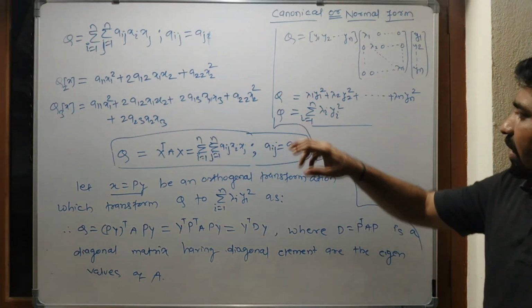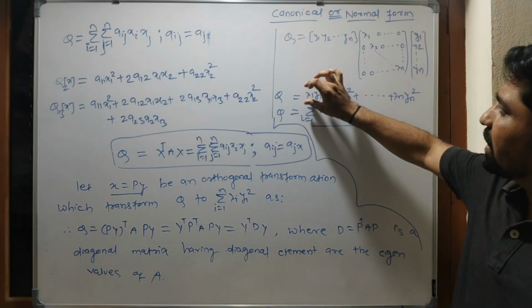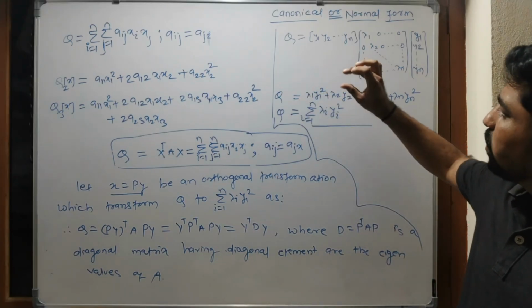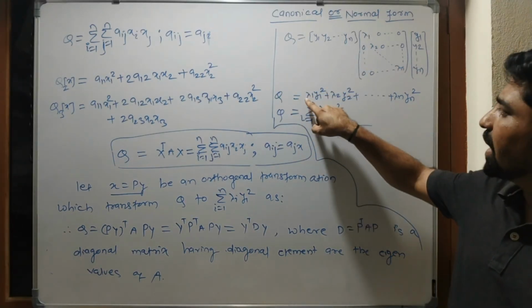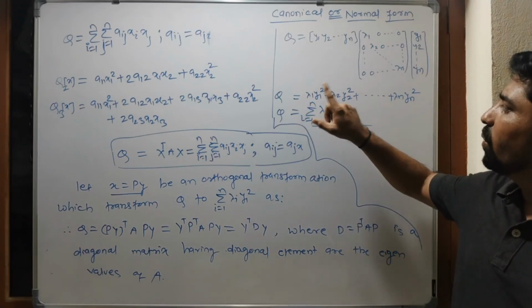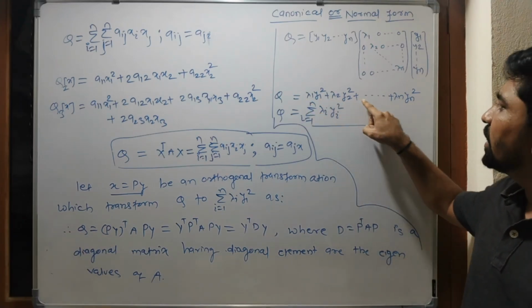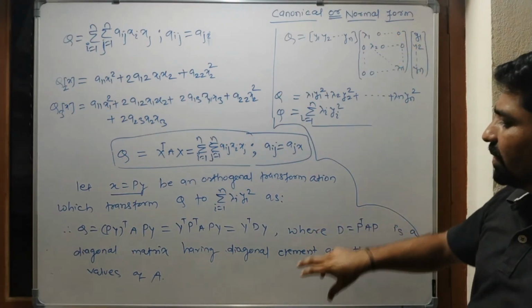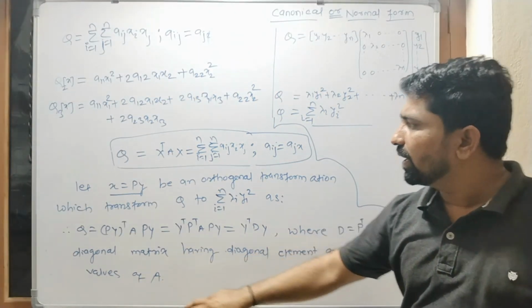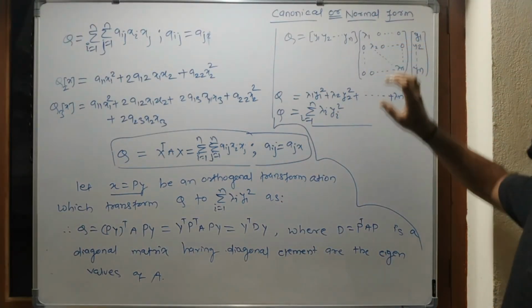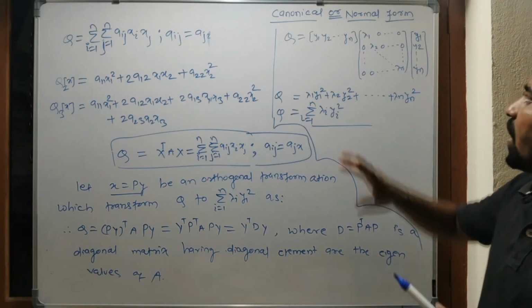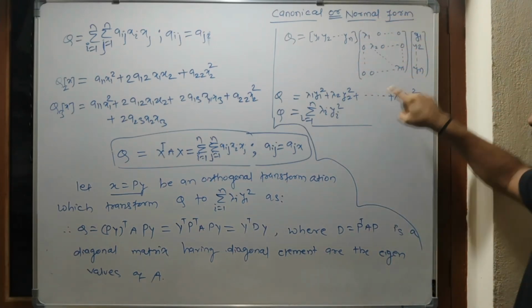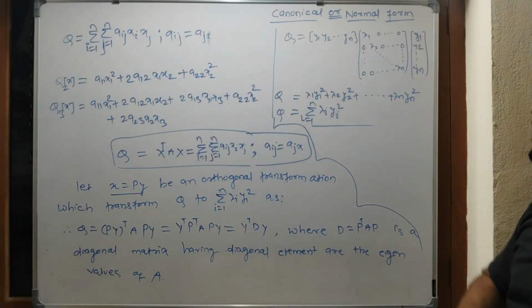Here this is the quadratic form in normal form or canonical form or square form. So here lambda 1 is eigenvalue 1, lambda 2 is eigenvalue 2, and so on, lambda n is the eigenvalue of this matrix D. So of this matrix A, here this is written as D, a diagonal matrix having all diagonal entries as the eigenvalues of this matrix A and non-diagonal entries 0.